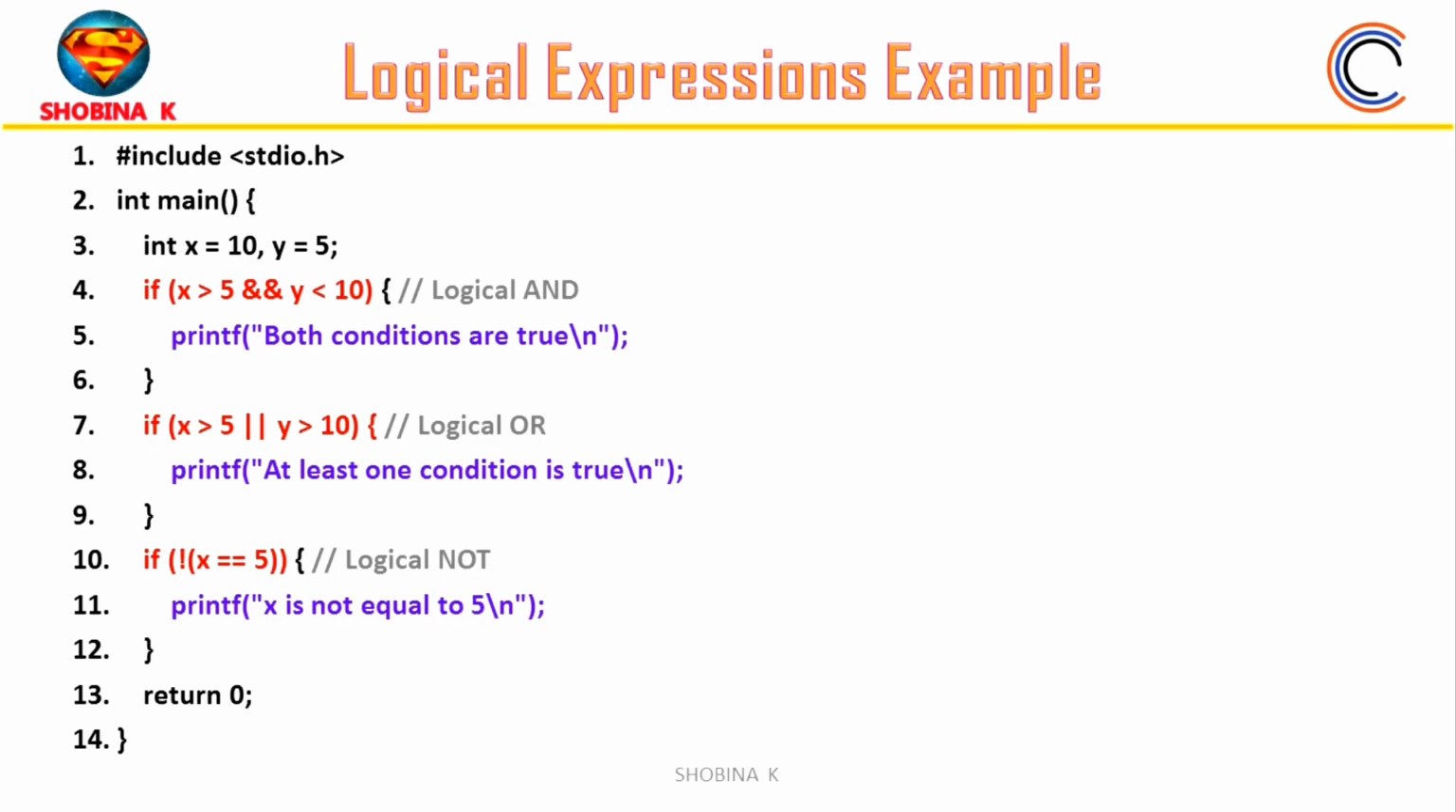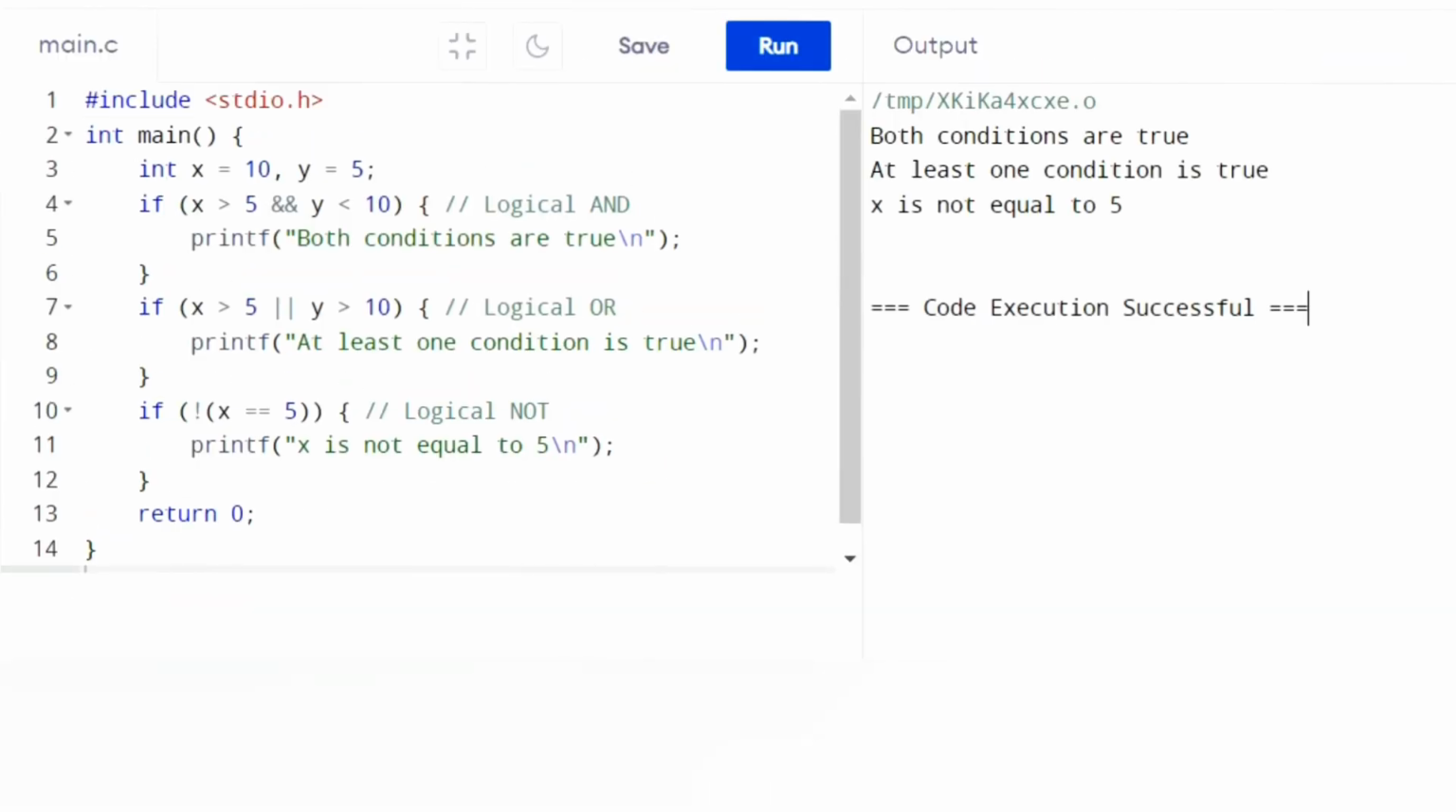In the second if statement, the logical OR operator checks if at least one of the conditions, x greater than 5 or y greater than 10, is true. Since only the condition x greater than 5 is true, the message "at least one condition is true" is printed. In the third if statement, the logical NOT operator negates the truth value of the condition, which is x equals 5. Since x is not equal to 5, the condition is false, so the message "x is not equal to 5" is printed. Let's execute this code. And the output shows the result of each condition and prints the message based on whether the condition is true or false.